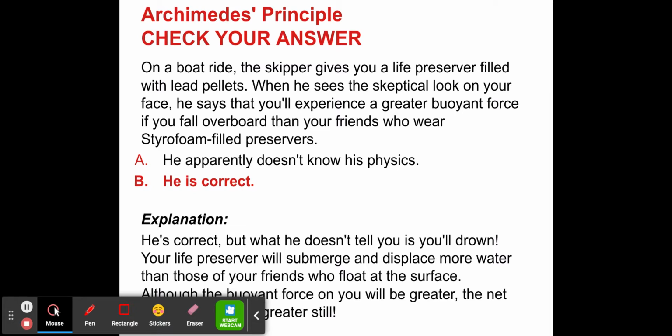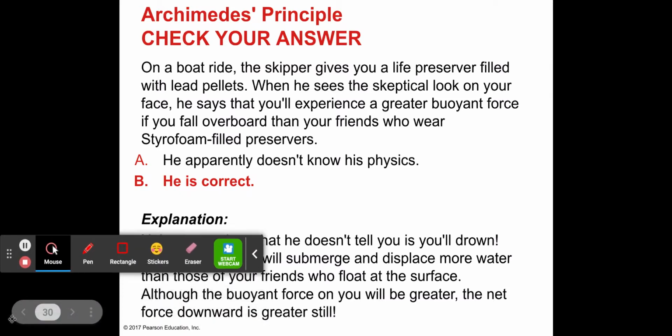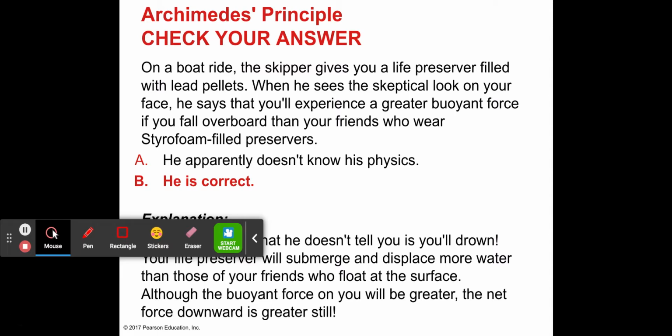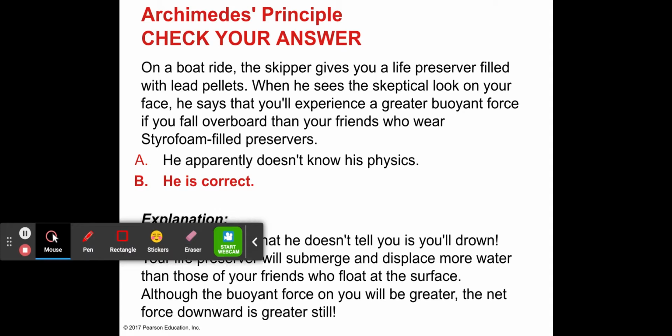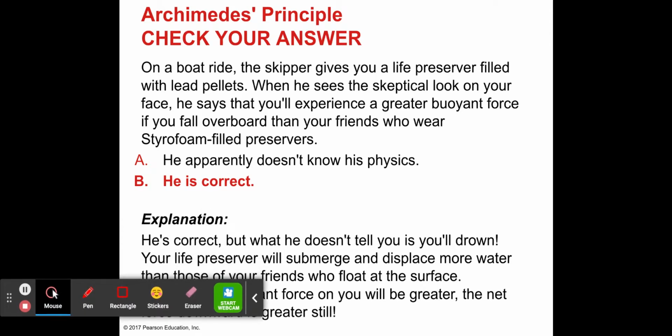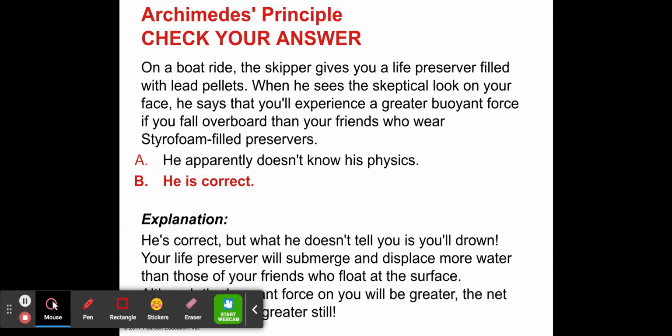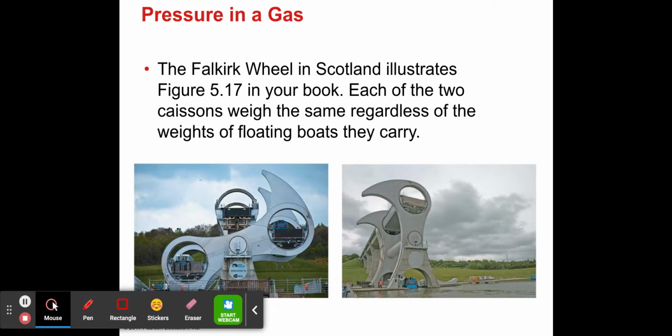Although the buoyant force on you will be greater, the net force downward is still greater. Okay, so you will drown. So it's better to get a styrofoam than a life preserver filled with lead pellets. Okay. All right.